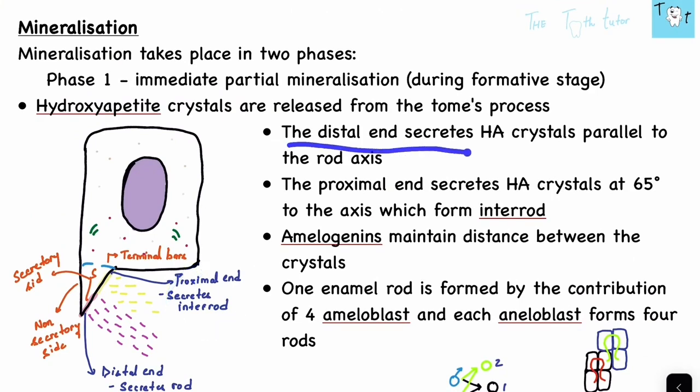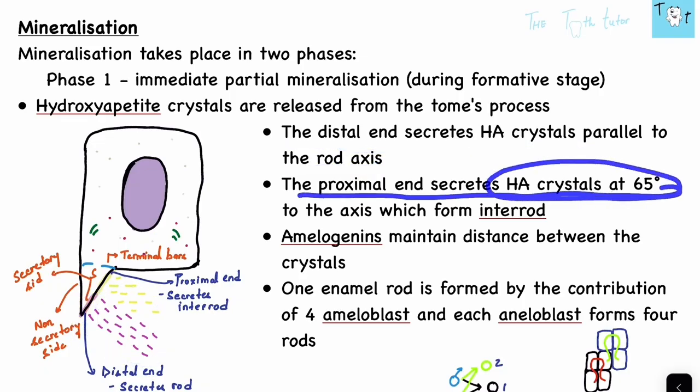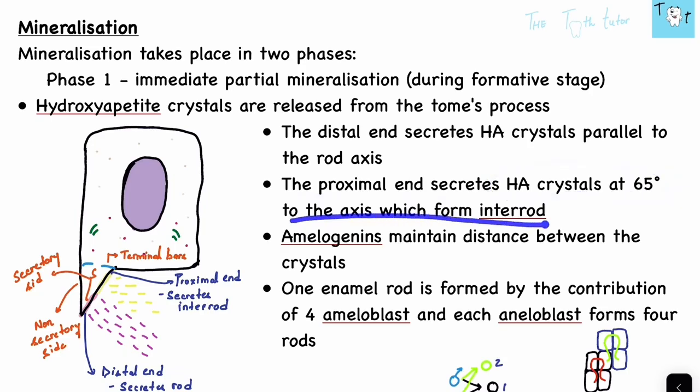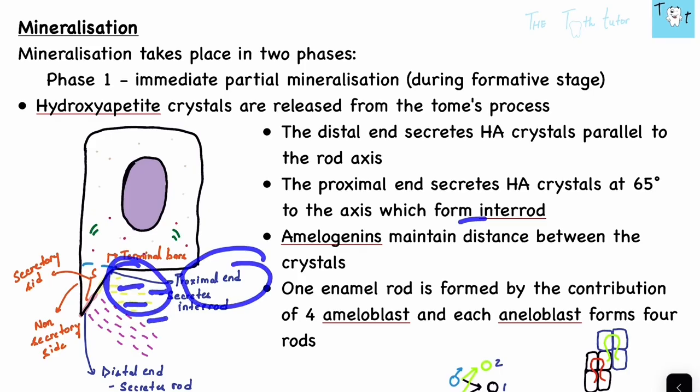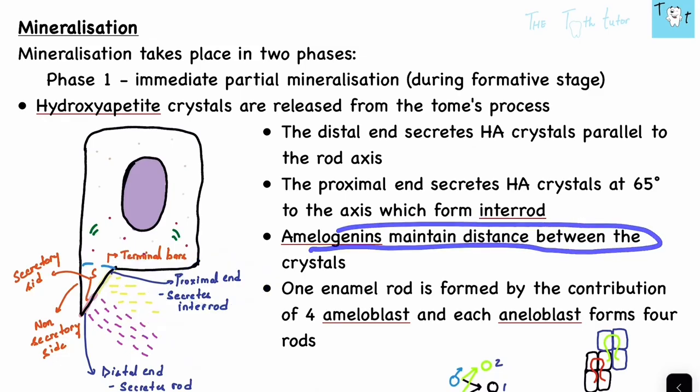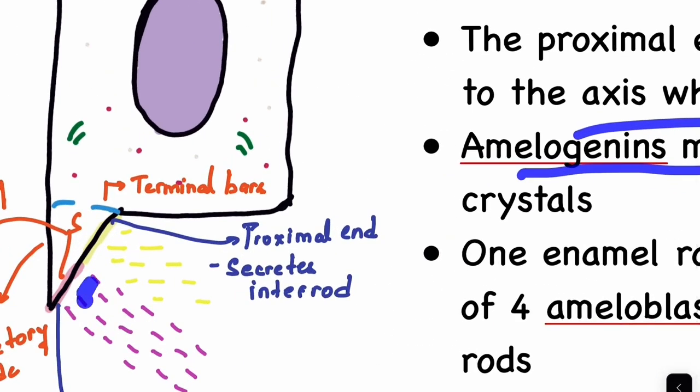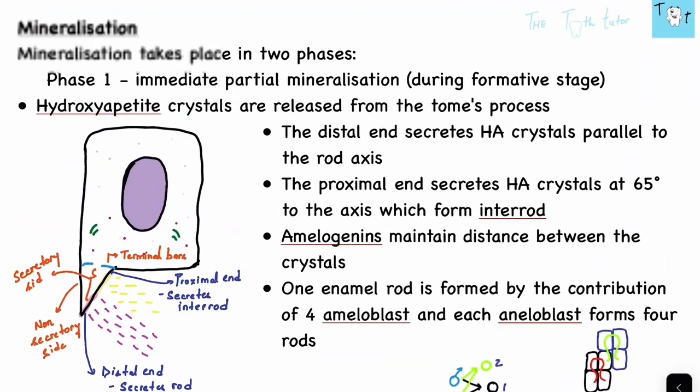So the distal end secretes hydroxyapatite crystals parallel to the rod axis. So this is the rod secreted. The proximal end secretes hydroxyapatite crystals at 65 degrees to the axis, which forms interrod. So this will form the interrod. These hydroxyapatite crystals which are secreted at 65 degrees to the rod axis. Okay. Amelogenins maintain the distance between the crystals, so this distance will be filled in with some amelogenins so that they keep the crystals apart.